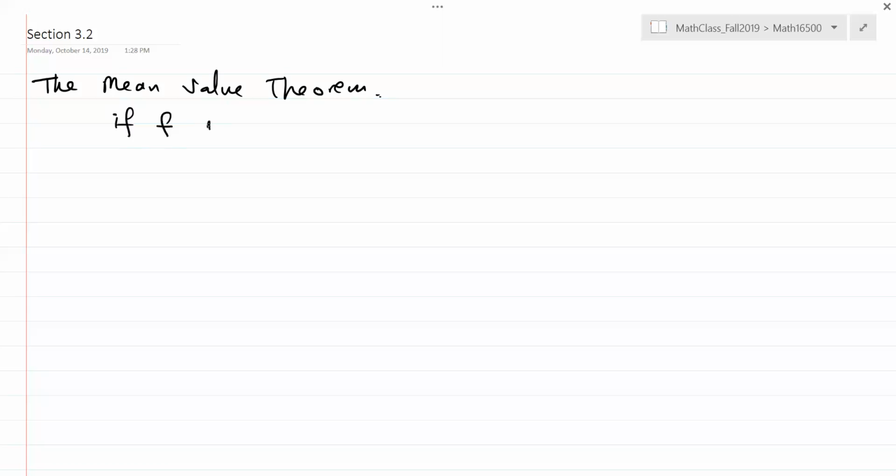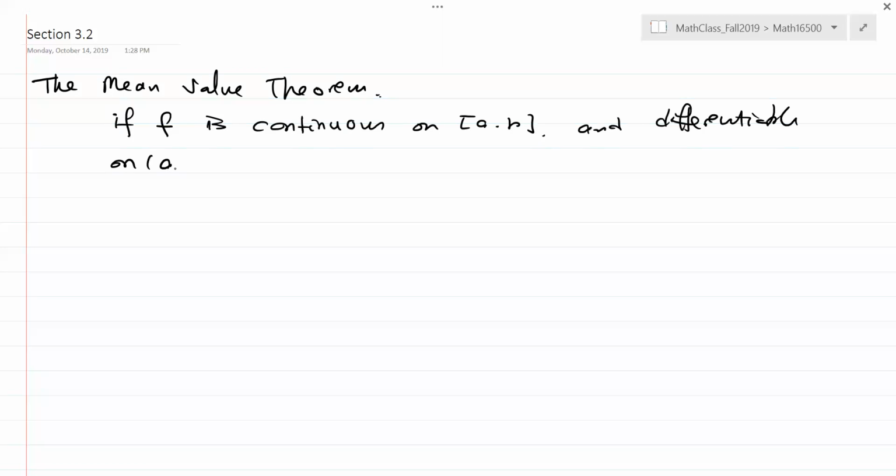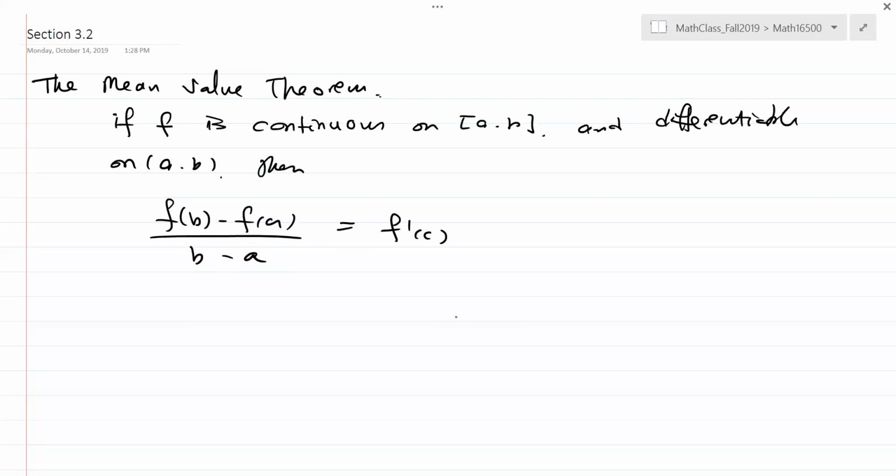if the function is continuous on a closed interval and differentiable on this open interval, then this ratio, the difference quotient, which is called the average rate of change, is going to be the derivative of the function at some c in this interval.